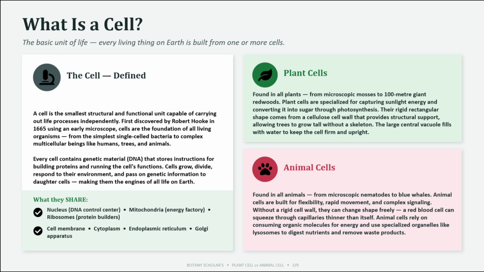Cells grow, divide, and pass that DNA on to new cells. And here's the key part. Plant cells and animal cells actually share a lot of the same basic parts: a nucleus, mitochondria, ribosomes, a cell membrane, cytoplasm, and more. But plant cells are built for capturing sunlight and standing tall. Think mosses to 100-meter redwoods. Animal cells are built for movement and flexibility. Think a red blood cell squeezing through a capillary thinner than itself. Same basic toolkit, completely different lifestyle.